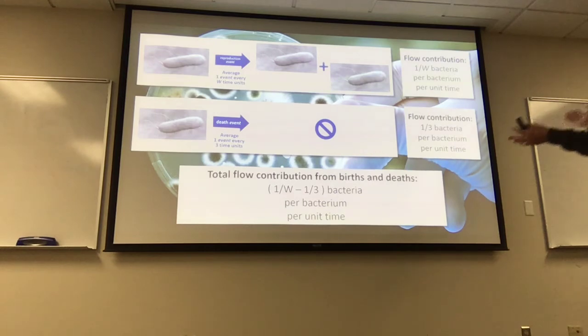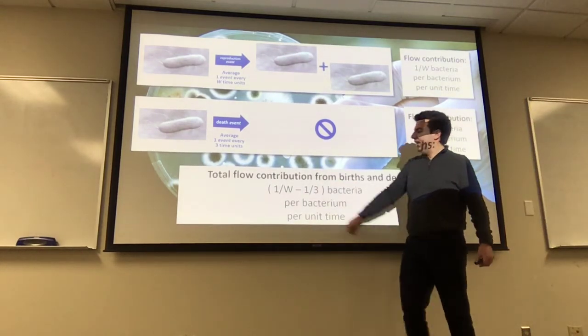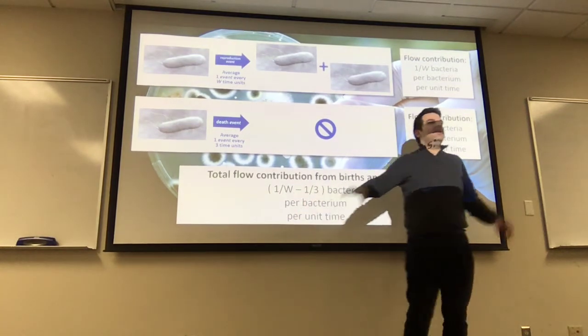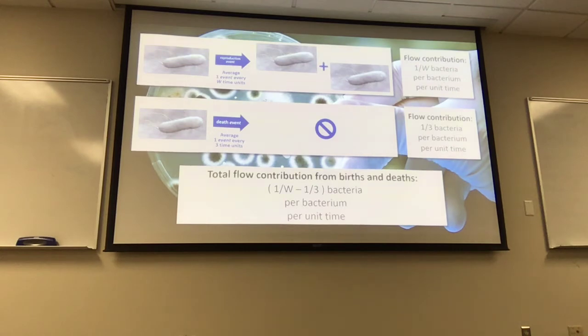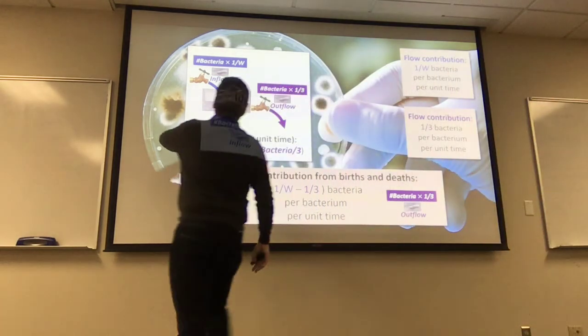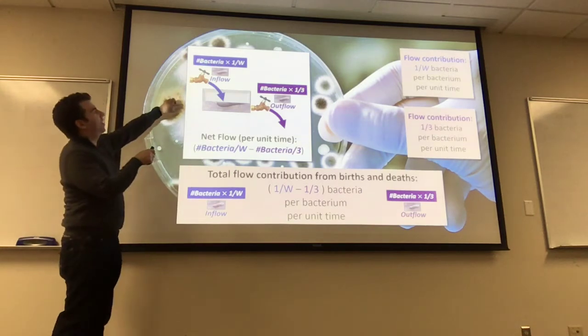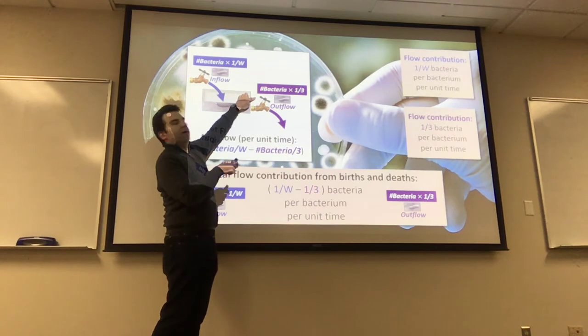If you adjust the death rate, you're just adjusting the waiting time until death here. If you adjust the birth rate, you're adjusting it here. But you only have to adjust it in one place. You don't have to manually go down and find that row of your spreadsheet and start inserting new formulas there. So let's see how that works. This is the cartoon example of what we're implementing in the spreadsheet: the number of bacteria currently times 1 over W, and the number of bacteria currently times 1 over 3.